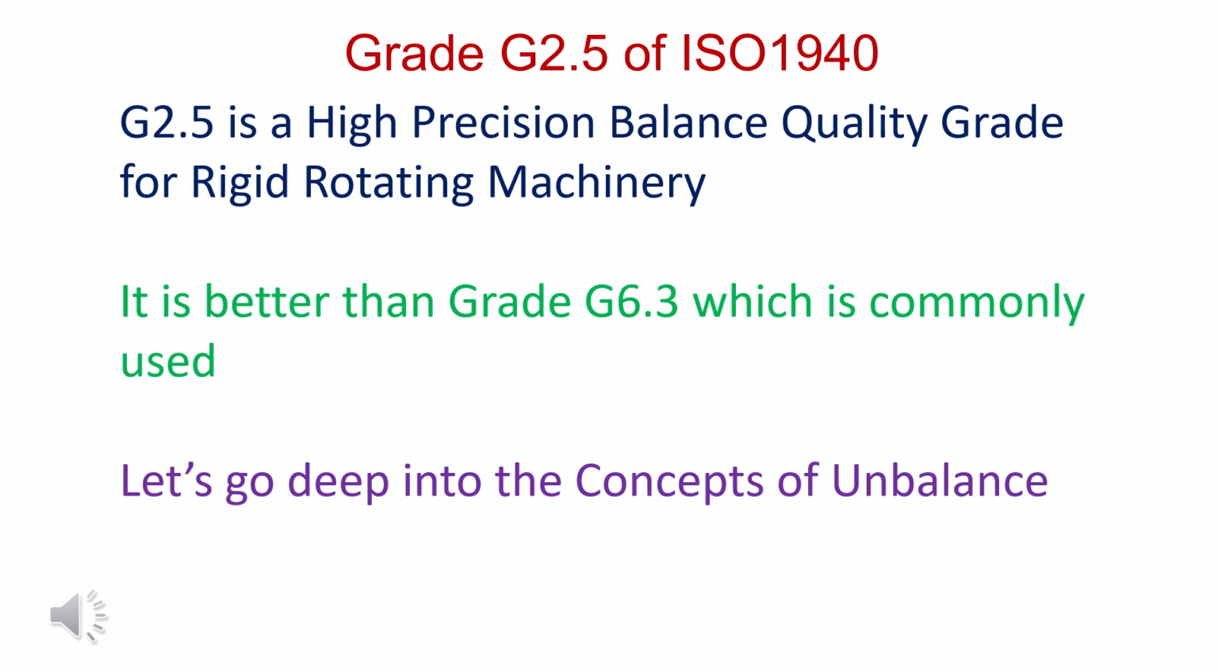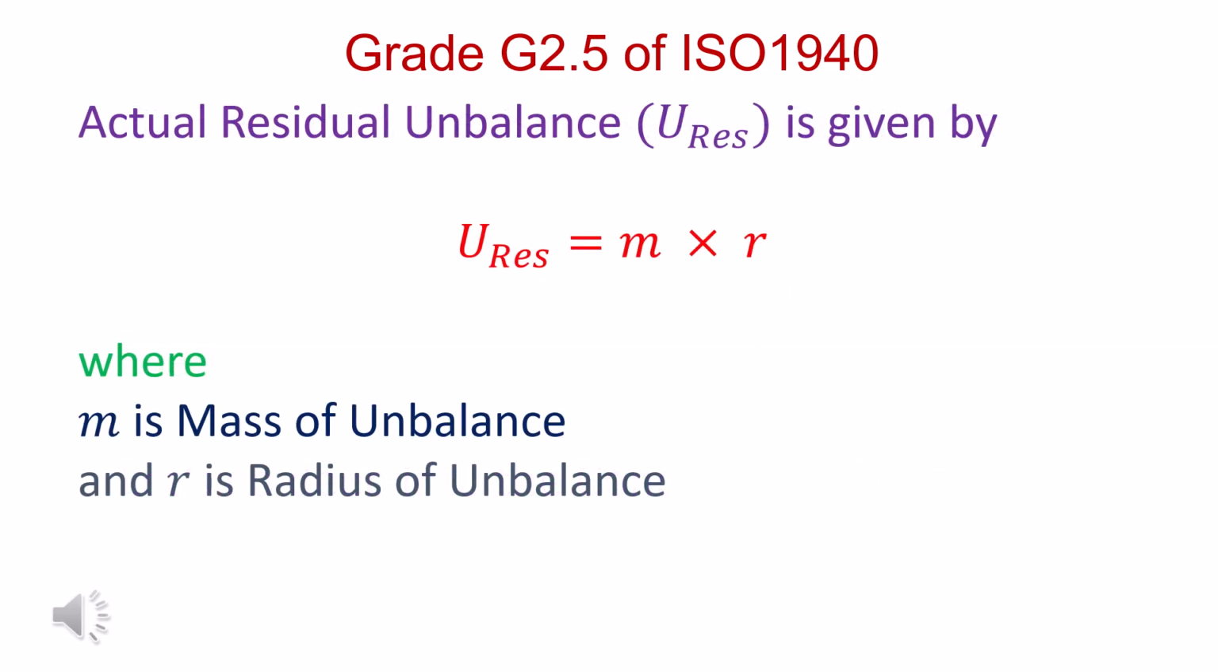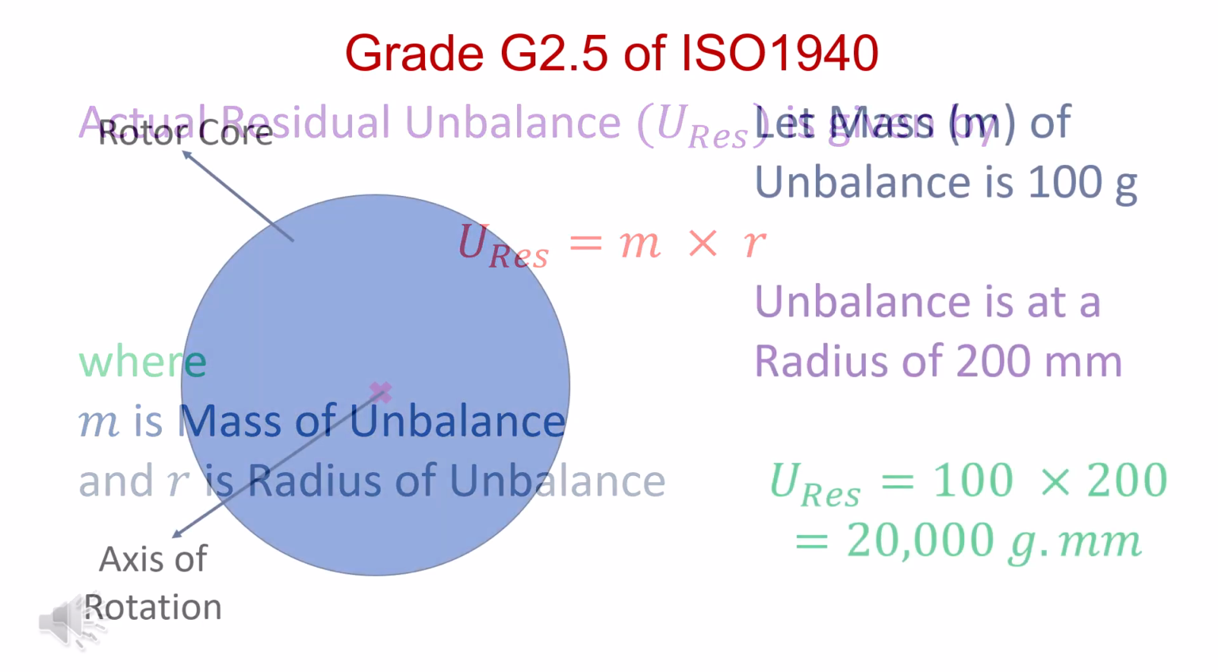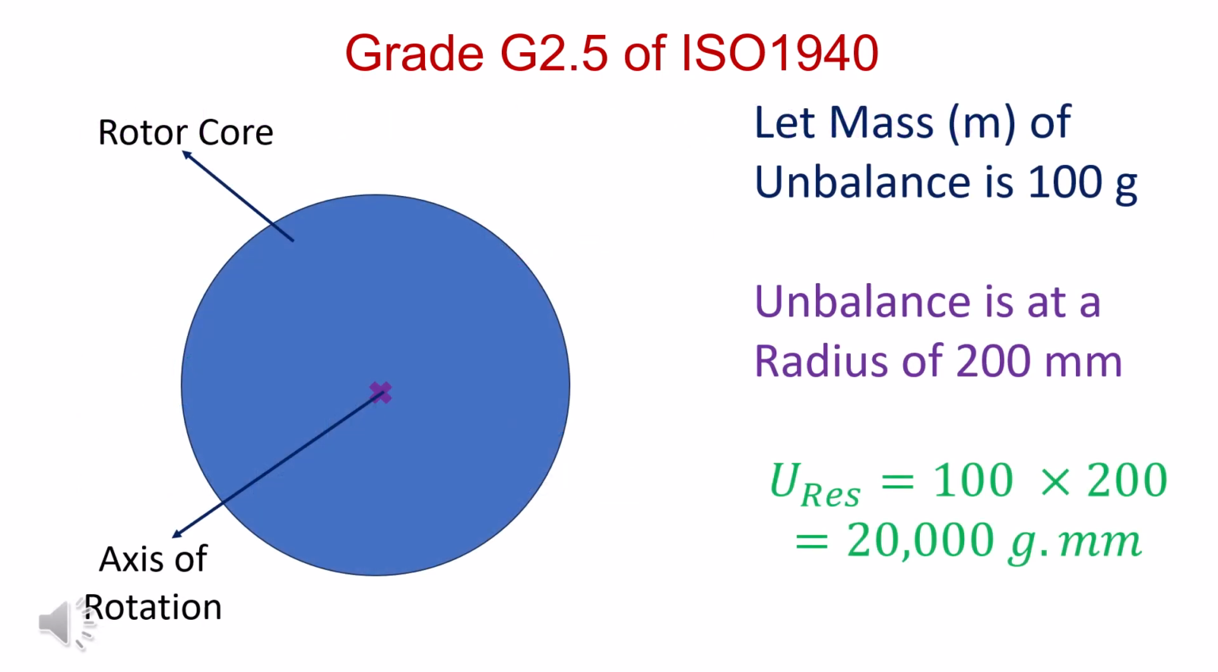Let's go deep into the concept of unbalance. Actual residual unbalance is equal to m into r, where m is mass of unbalance and r is radius of unbalance. Let mass of unbalance be 100 gram. Unbalance is at a radius of 200 mm. Residual unbalance is equal to 100 into 200, which is 20,000 gram mm.